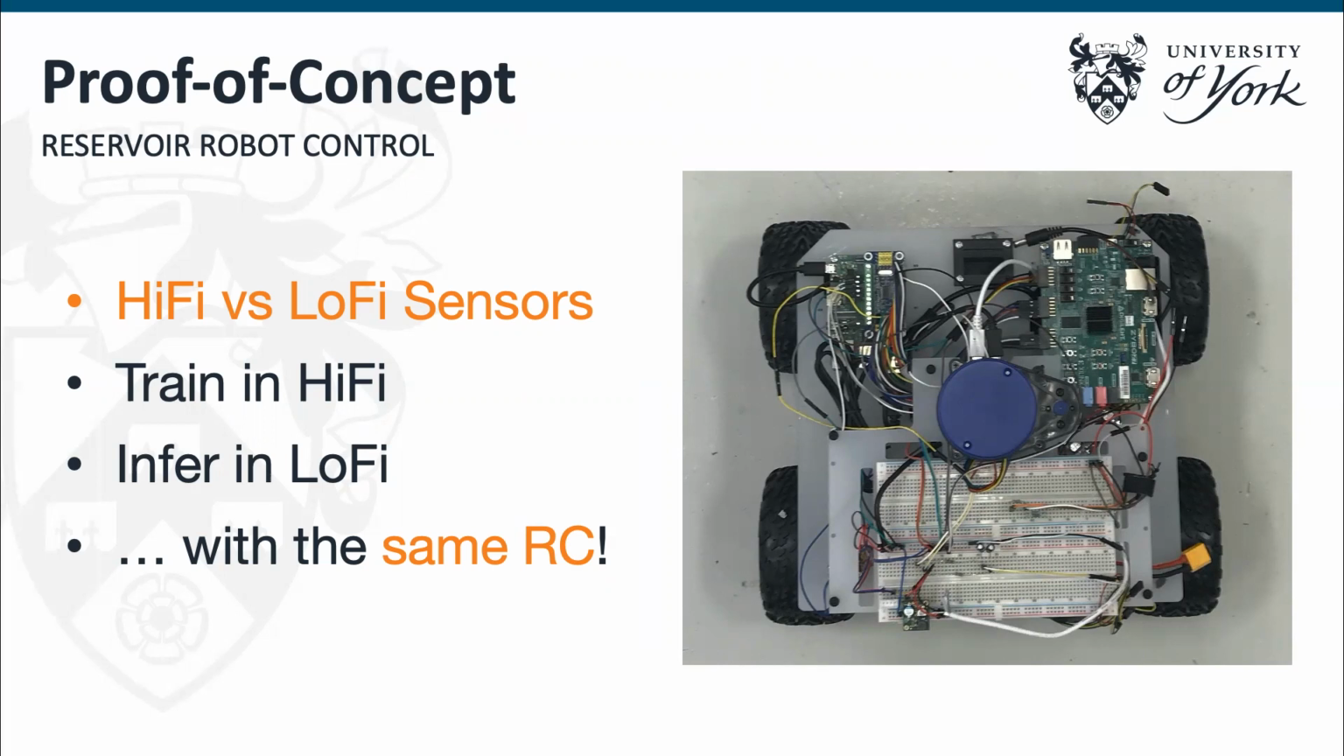And what we did here is we have what we call a hi-fi sensor on this robot, which is a LiDAR with quite good spatial resolution, and then around here are, I think, 5 or 6, I don't know, 8, what we call lo-fi infrared sensors. So the experiment that we did there is we trained the reservoir on the hi-fi sensor, but then had essentially inference of the robot navigation with the lo-fi sensors.